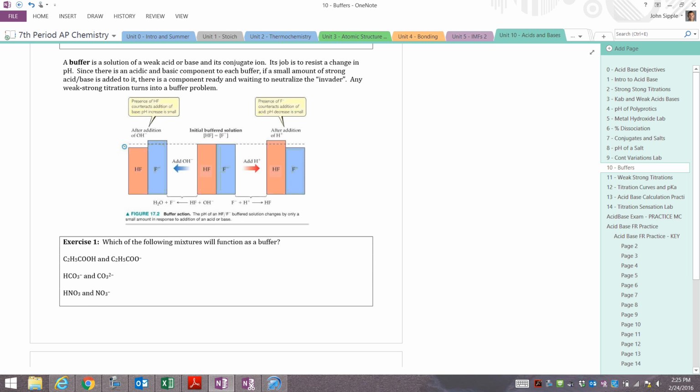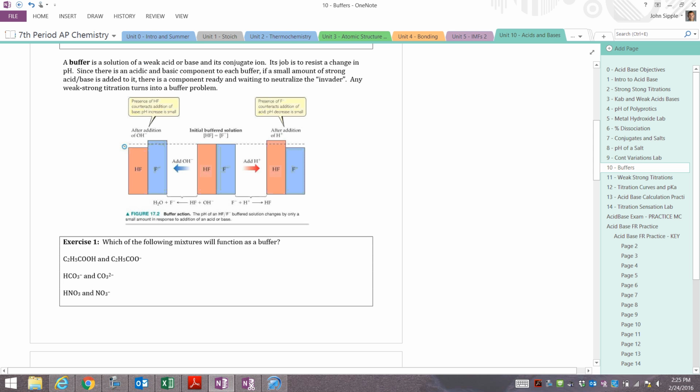a buffer when it comes to chemistry is going to resist, or it won't change, pH. That's what a buffer is. A buffer will resist changes in pH. So it's preventing the change in pH. Just like you would think a buffer zone works in real life, a buffer in chemistry is something that is going to resist changes in pH.